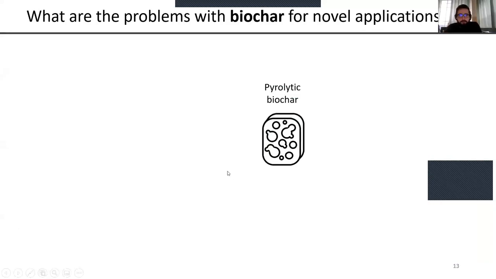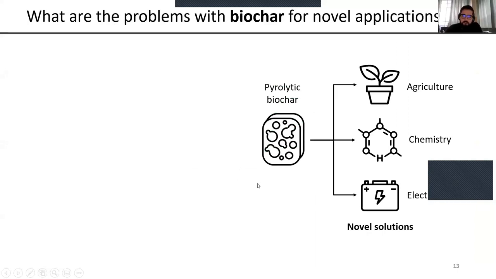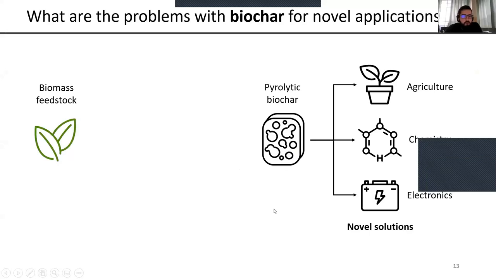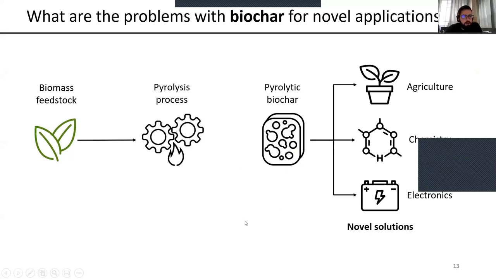All right, so we know that we have a pyrolytic biochar, which has novel applications in agriculture, chemistry, and electronics. We know what the feedstock is, and the process of production of the biochar doesn't seem that hard. So what is the problem right now? Why can we not really obtain the biochar tailor-made for the final solution?